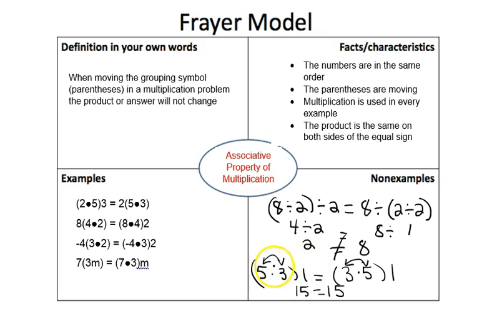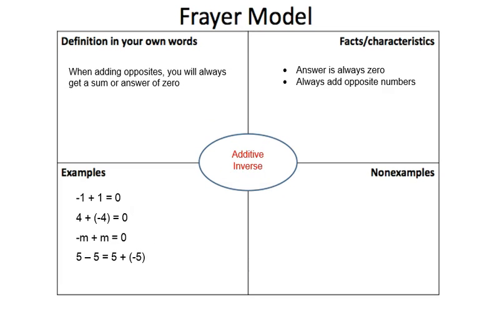The grouping symbols are still around the 5 and the 3 on both sides. What moved was the order of the numbers, and that's commutative property of multiplication. This property should look very familiar to you because we just had a video on this.